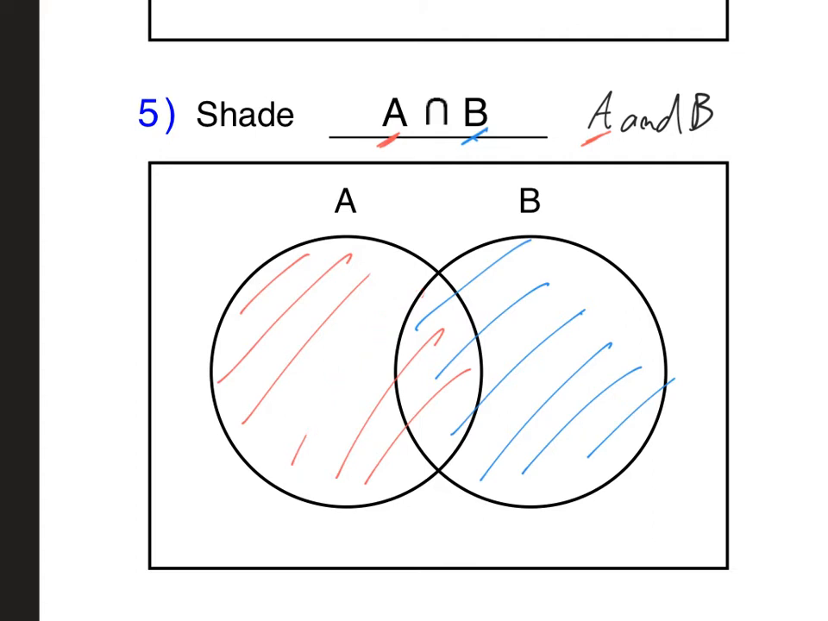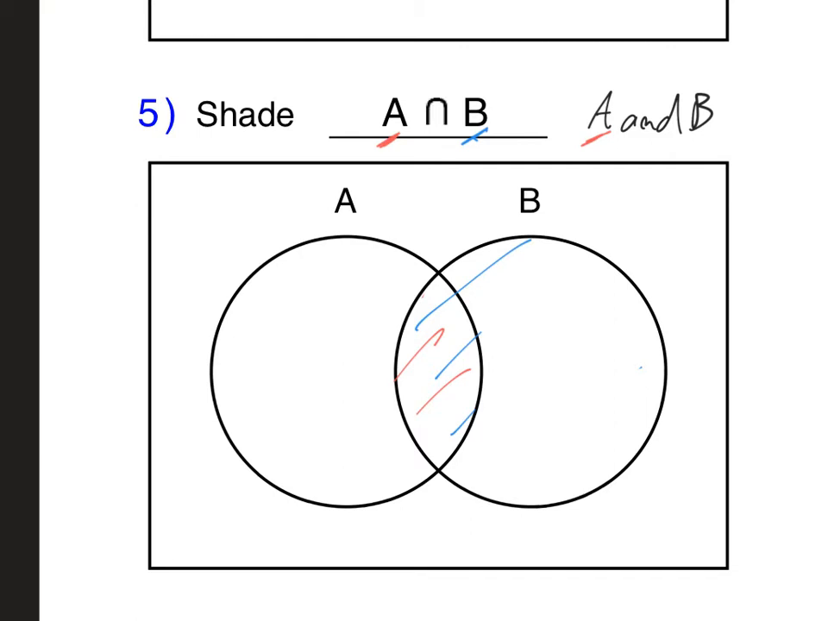So this portion in set A was not shaded twice. This portion in set B was not shaded twice. So our solution is to shade the intersection between sets A and B. None of the other regions of this Venn diagram should be shaded.